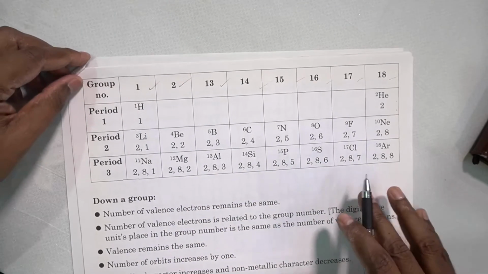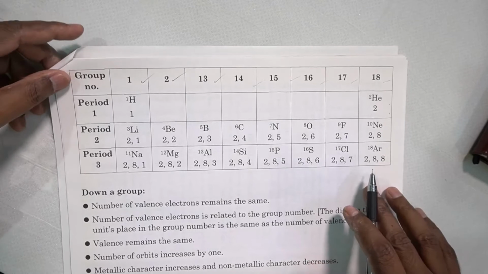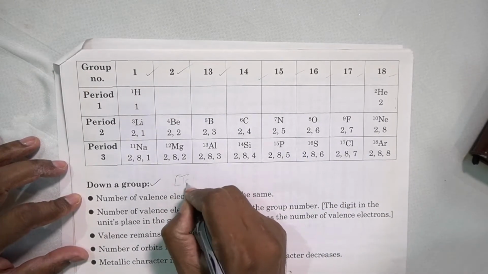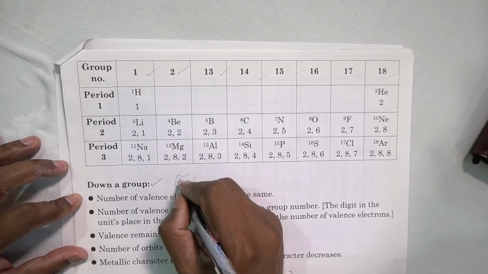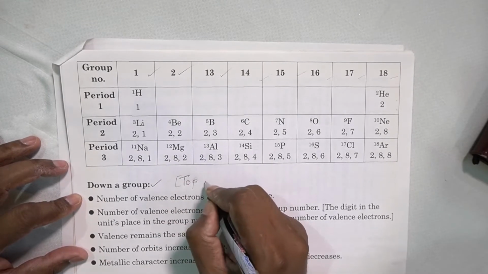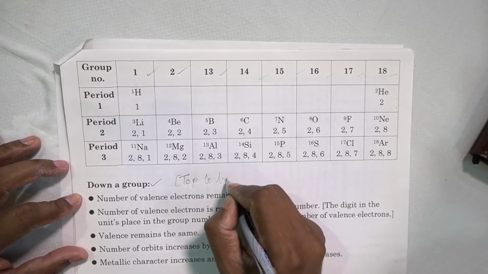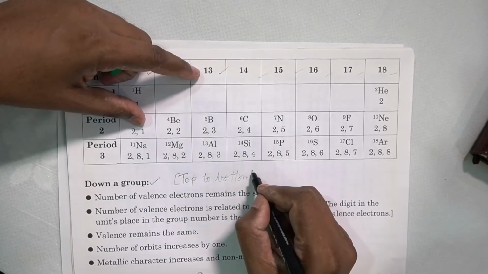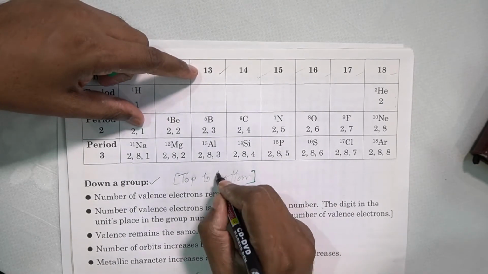We are going to understand some features in the modern periodic table down a group. So down a group means we are talking about top to bottom in the modern periodic table. So what happens from top to bottom in the modern periodic table? That's what we will see here. Okay, top to bottom.